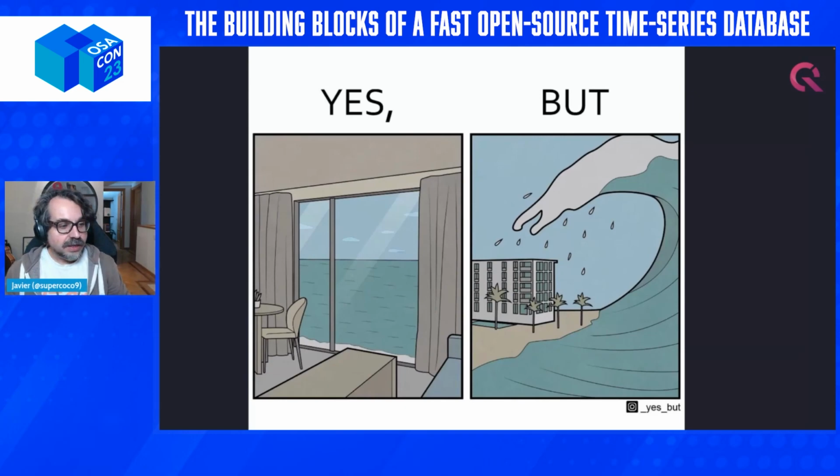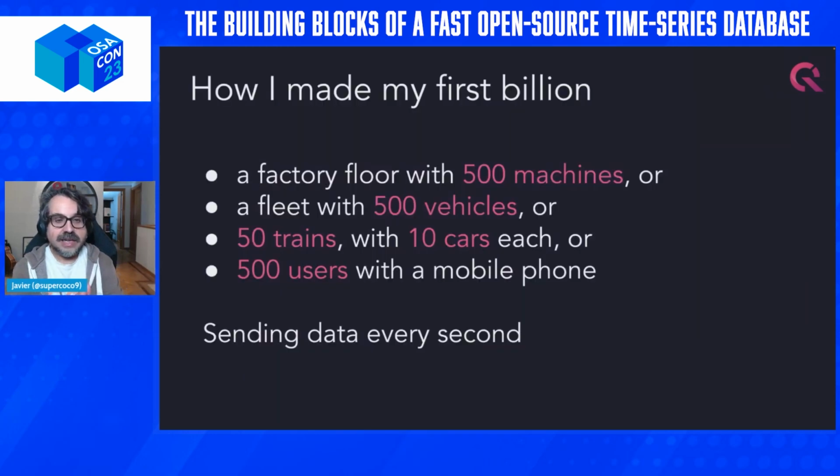Well, it turns out that getting a billion data points is actually very simple. Imagine you have a factory and you have 500 machines, or you have only 50 trains with 10 cars on each train, or you have 500 users, and for each of these series, for each of these 500 devices, you are sending a data point every second.